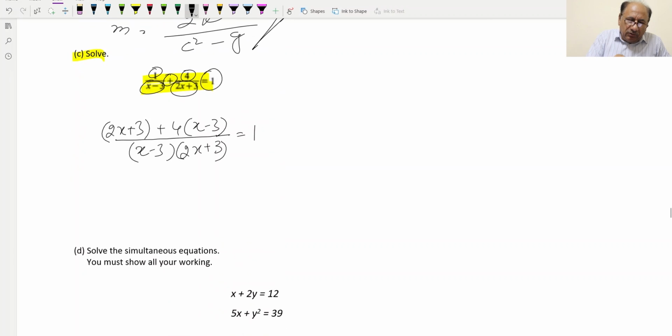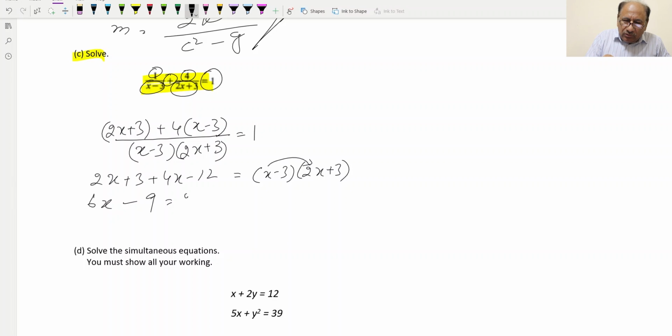We can cross multiply also, so we'll open the numerator, so 2x plus 3 plus 4x minus 12 is equal to, we can write on this side, x minus 3 into 2x plus 3, and further we can add the like terms, so it will be 6x minus 9 is equal to, we'll multiply x with 2x, so it will be 2x squared, and x with plus 3, so plus 3x, then minus 3 with 2x will be minus 6x, then minus 3 with plus 3 will be minus 9.